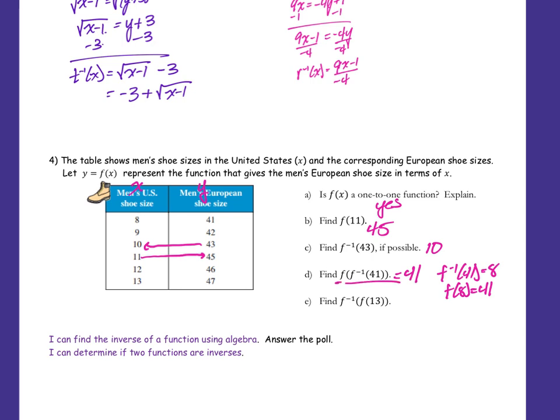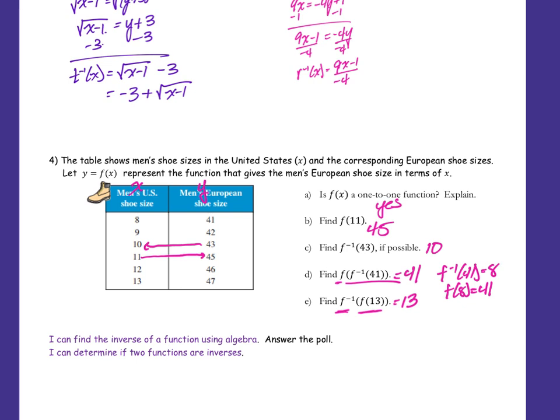It's a composition. So what's f inverse of f of 13? 47? F of 13 is 47. Now what's f inverse of 47? 13. There you go. Because this one, remember, it's a composition, so I have two things to find like we did last time. Nice job, you guys.